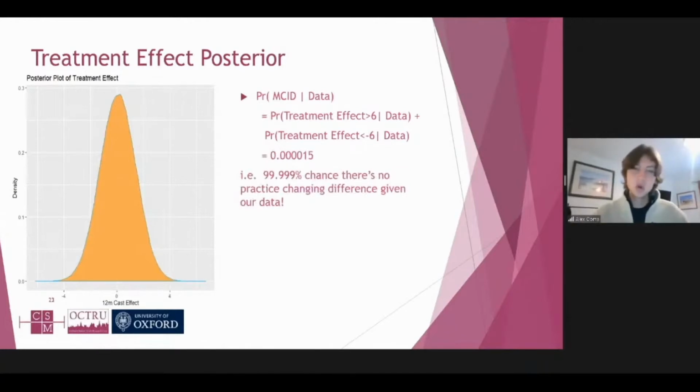We find that to be 0.00015. Or we can flip that around the other way and say there's a 99.999% chance there's no practice-changing difference given our data, given my made-up data scenario, which is something that you could just put straight in a publication and would be a legitimate thing to say doing a Bayesian analysis, and I think is a very clear take-home message for the main results of this trial.